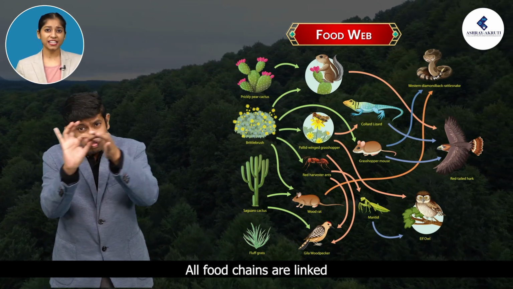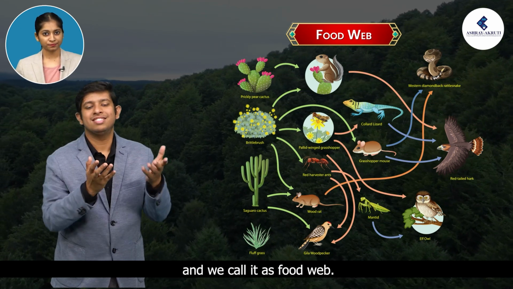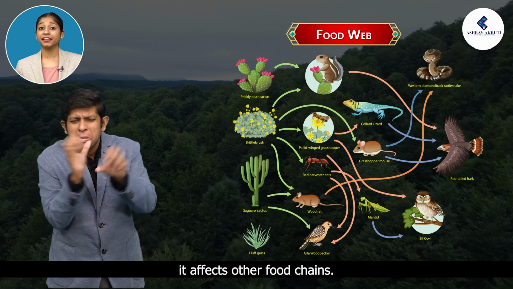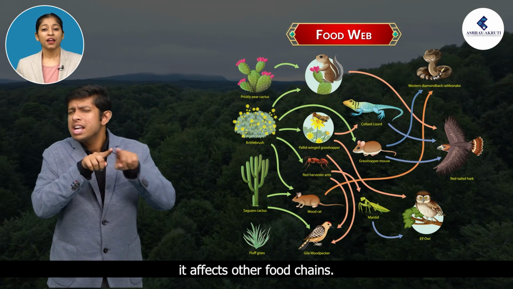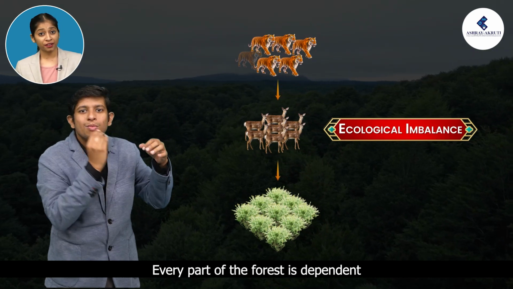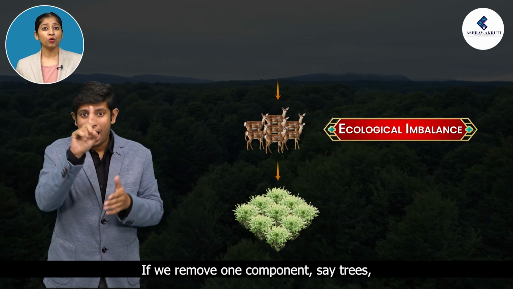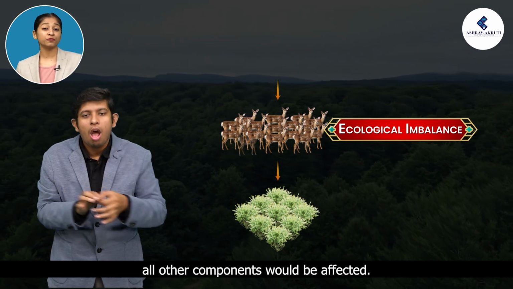All food chains are linked and we call it a food web. If any food chain is disturbed, it affects other food chains. For example, every part of the forest is dependent on the other parts. If we remove one component, say trees, all other components would be affected.